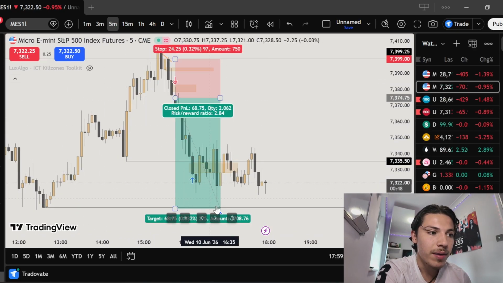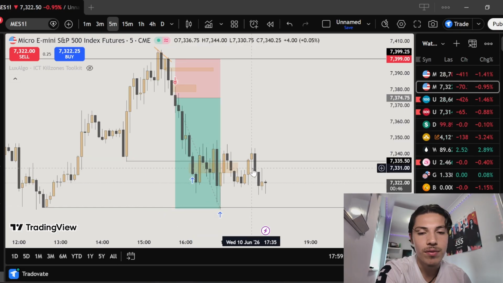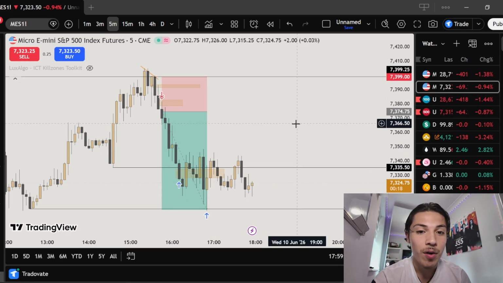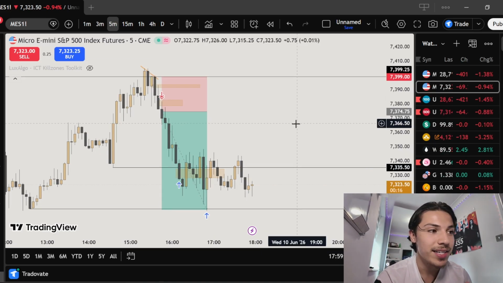As you can see, price came all the way down, tapped it, and then reversed from there. So that meant it was a perfect take profit placement. That right there is a quick summarized trade recap of the trade that I took today.